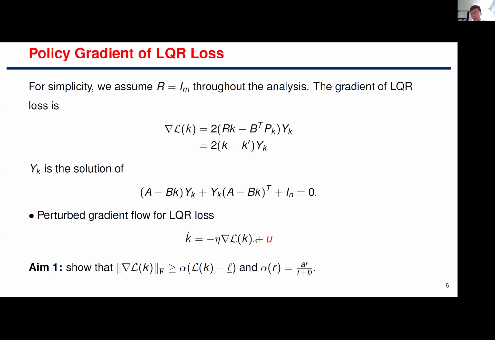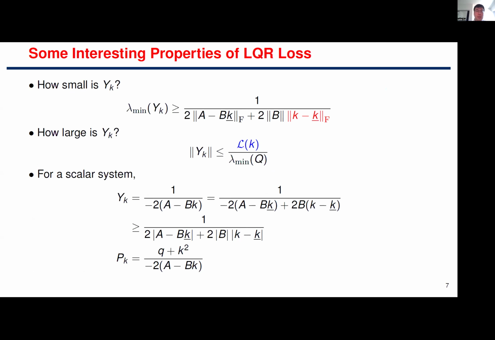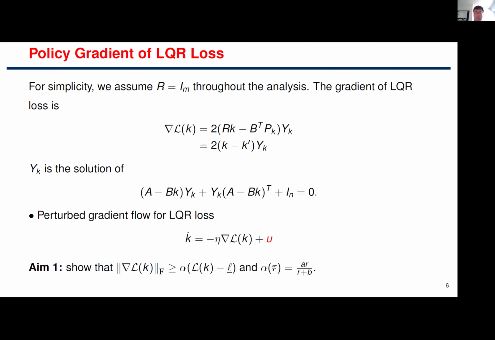Usually we can't implement the gradient descent algorithm exactly. There is always some external noise U. So our aim is to show that this kind of class K PL condition is satisfied. Here alpha is a class K function. If this kind of condition is satisfied, based on Professor Sontag's talk, we can show that the perturbed gradient flow is indeed a small input ISS.